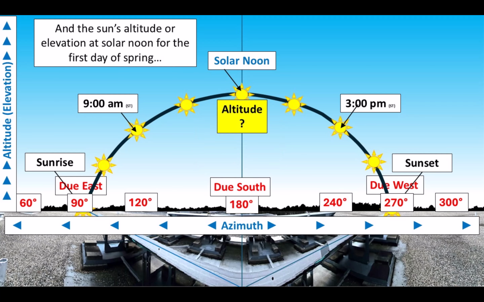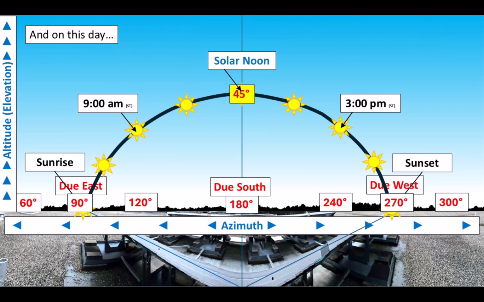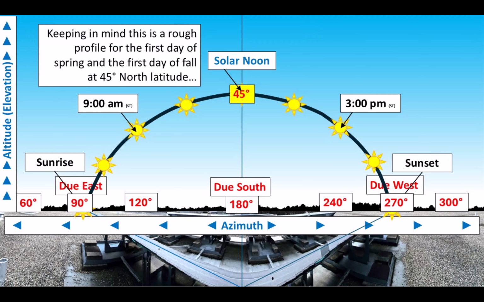And the sun's altitude or elevation at solar noon for the first day of spring and the first day of fall at roughly 45 degrees north latitude. Its altitude is approximately 45 degrees. And on this day, there are approximately 12 hours of daylight, about 6 hours before solar noon and about 6 hours after solar noon. Keeping in mind, this is a rough profile for the first day of spring and the first day of fall at 45 degrees north latitude.